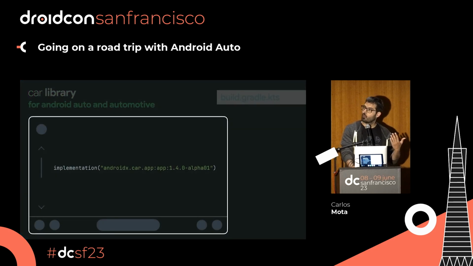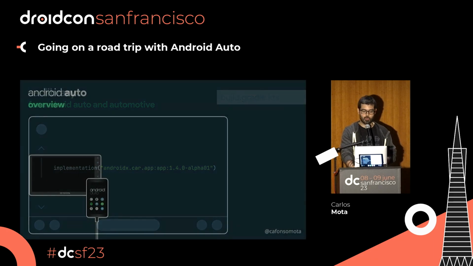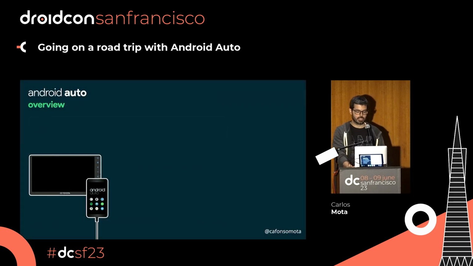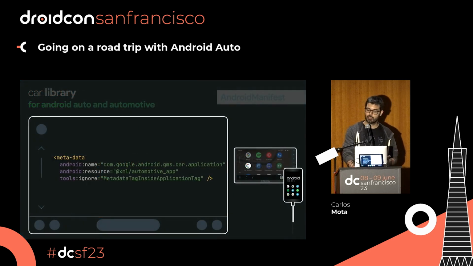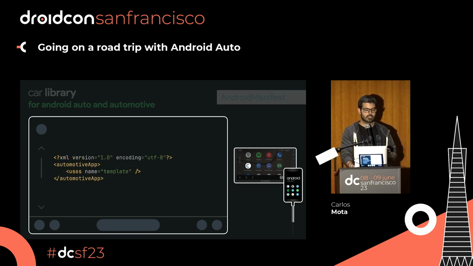How can you do this? Quite simple, just need to use the library. It's currently on 1.4.0 alpha 01. And there are a couple of things that you need to do if you want your app to appear on the tablet. So the first one is you need to define 3 different sets of metadata. The first one, you need to say that your application is going to be run on the car. The second one is that you need to say what type of car application you're building. So in this case, we're going to use templates. I've set templates. If I was going to build a podcast app, I'm going to say that instead of template, it's going to be media.